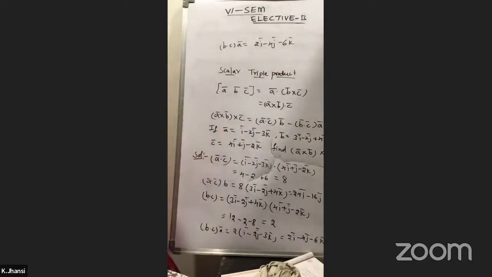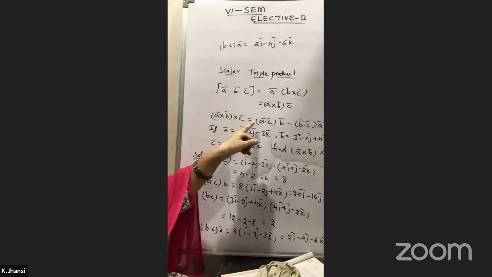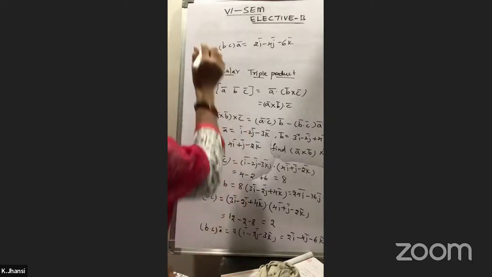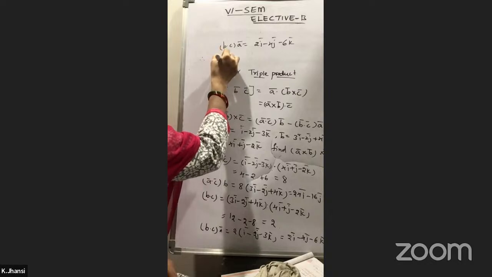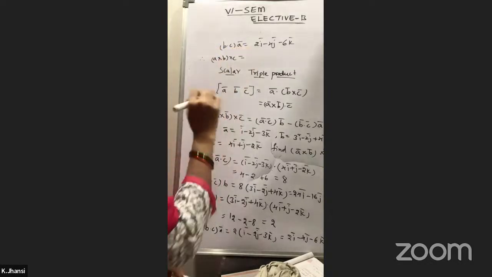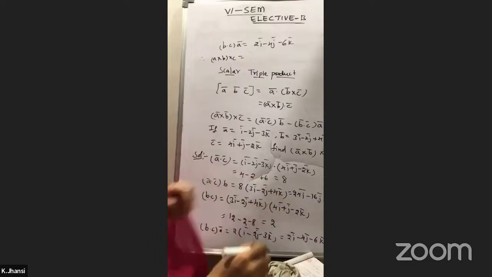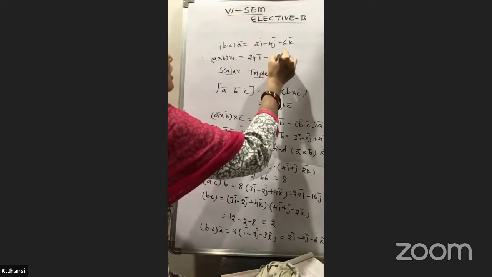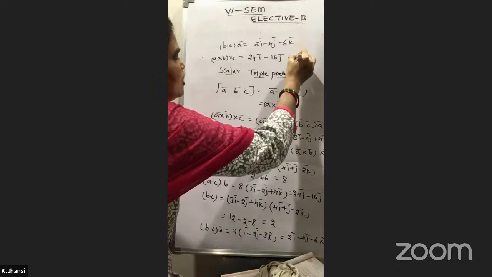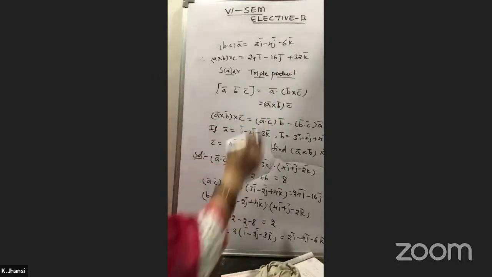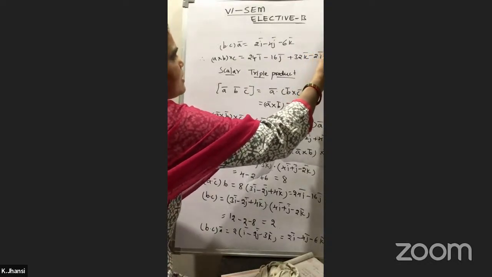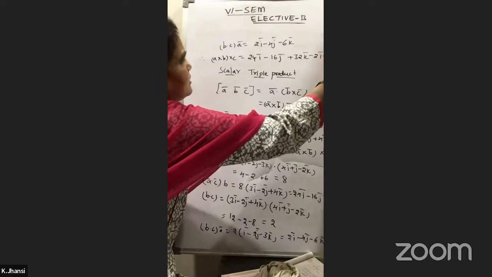Now to find A cross B cross C, we have to write first this value and then this value, then do the subtraction. Therefore, A cross B cross C is equal to 24i minus 16j plus 32k minus of this value, that is minus 2i, minus of minus plus 4j, minus of minus plus 6k.